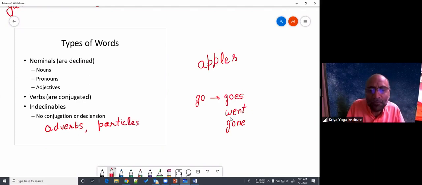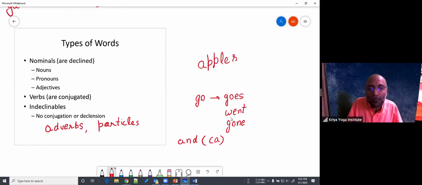So particles means, like in English we have "and." In Sanskrit, that is cha. So cha is a particle. It actually joins two words, with the same meaning as "and." These are called particles, or the Sanskrit word for that is nipata. They are called indeclinables.